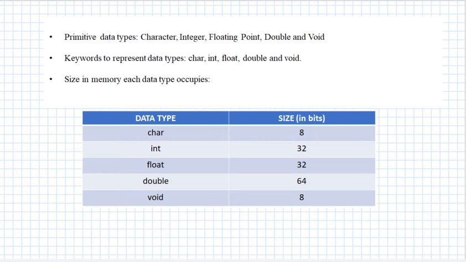In case of char, it occupies 8 bits, that is 1 byte. Int occupies 32 bits or 4 bytes. Float 4 bytes again. Double 64 bits. Void, it's 8 bits.